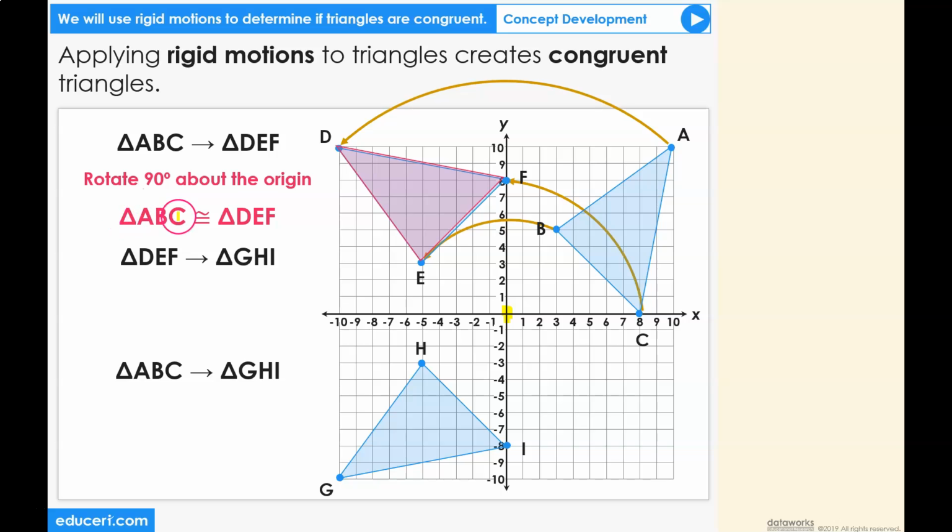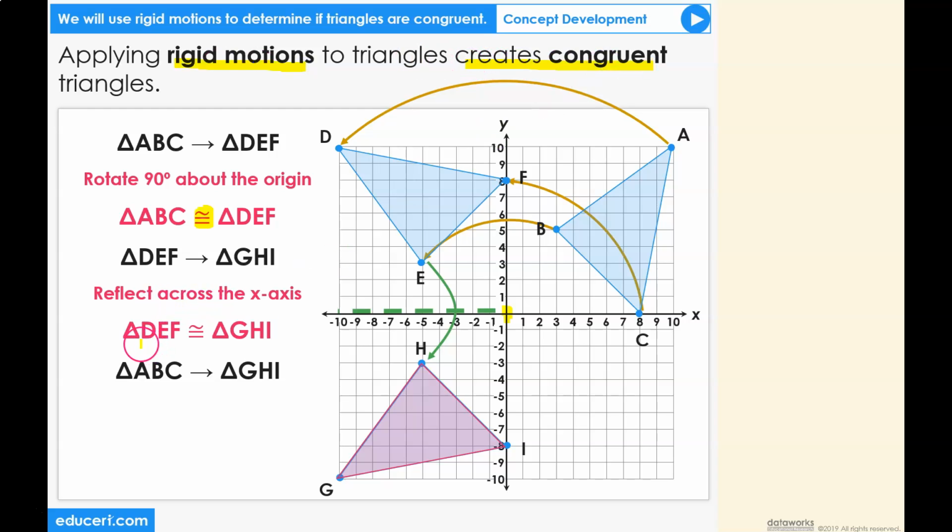We know that triangle ABC and triangle DEF are congruent. Triangle DEF and triangle GHI are congruent as well because triangle GHI is a reflection of triangle DEF, and reflections are one of our rigid motions, and rigid motions create congruent triangles. We know that triangle DEF is congruent to triangle GHI.